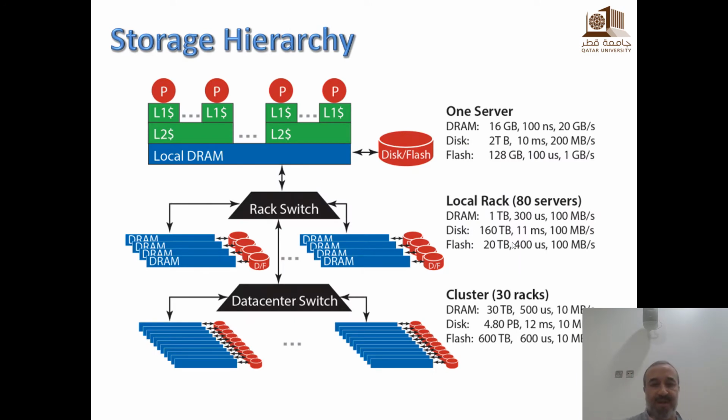More into the components. This is the server. A server might have multiple processors or cores. Of course, all of them will share the memory, and they also share the disk, and they have their own caches. Then we have the rack. The rack has multiple servers, like what you see here, each with its own RAM and disk, and then the data center switch will connect all of these.